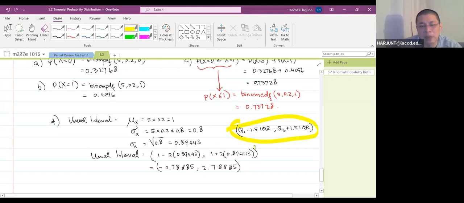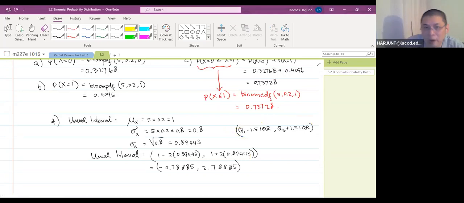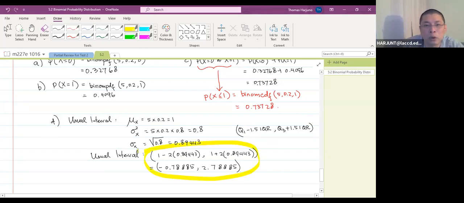Look at the sample size. But in general, we use the twice standard deviation away from the mean, especially if the sample size is large. Now, in this case here, we don't have a sample size. We have 5 trials, but when it comes to probability distribution, we always use this one.